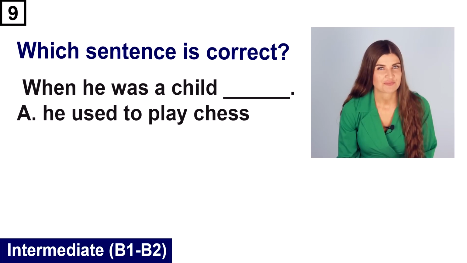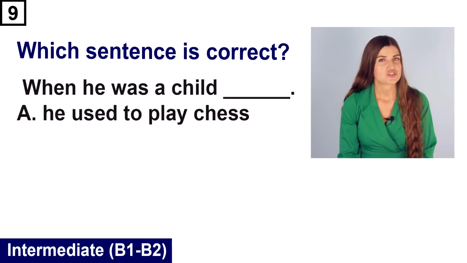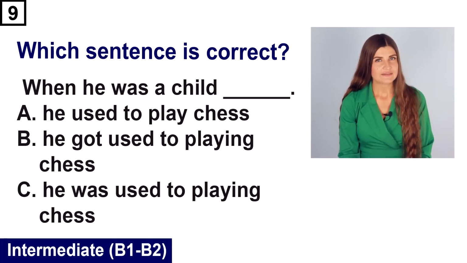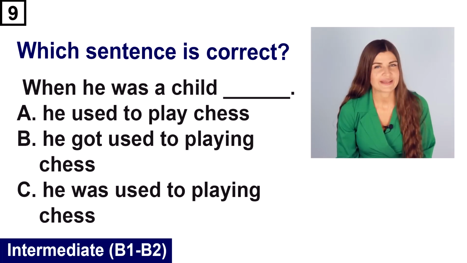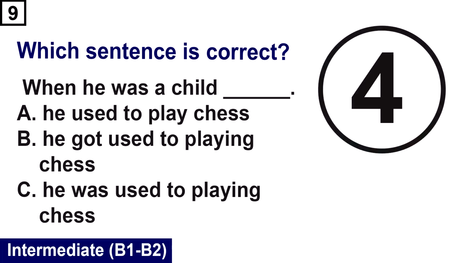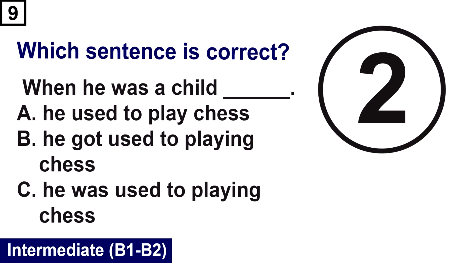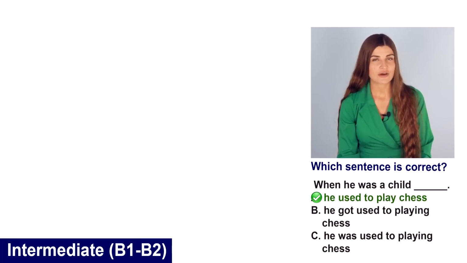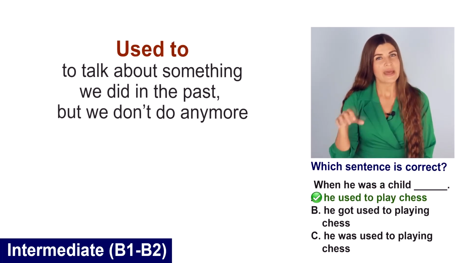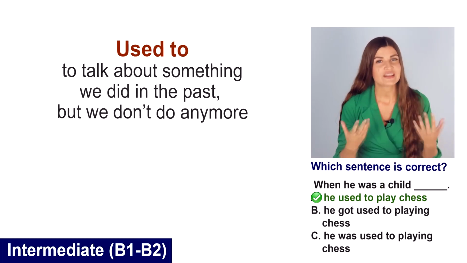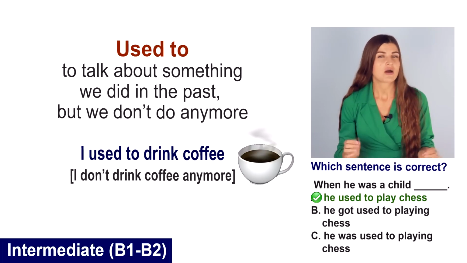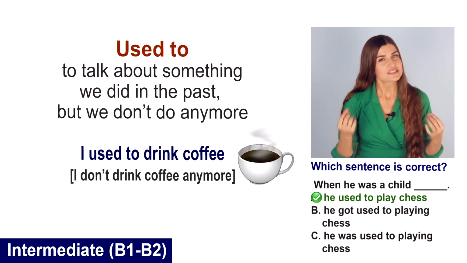The next question. A. When he was a child, he used to play chess. B. He got used to playing chess. And C. He was used to playing chess. We use the structure used to when we want to talk about something we did in the past, but we don't do that anymore. I used to drink coffee. I don't drink coffee anymore.